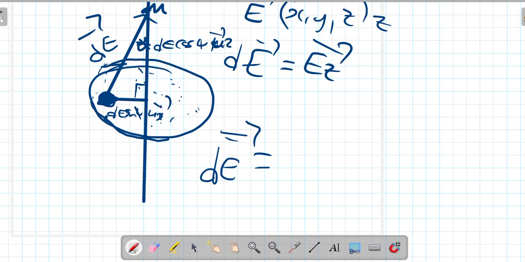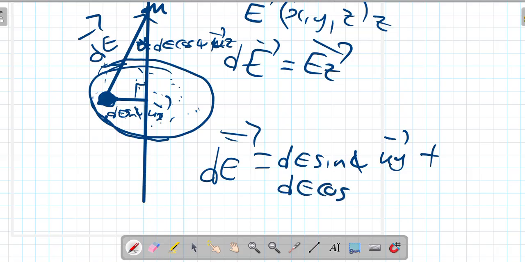Then uz, the unit vector z, to show the direction. So dE can be written as dE sine alpha in which direction? You can decompose this in two, because we've got an angle alpha and this is a right angle triangle. dE sine alpha in the direction of uy, plus dE cos alpha in the direction of what?